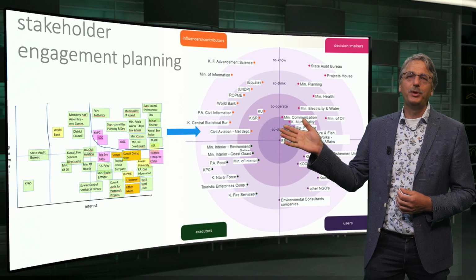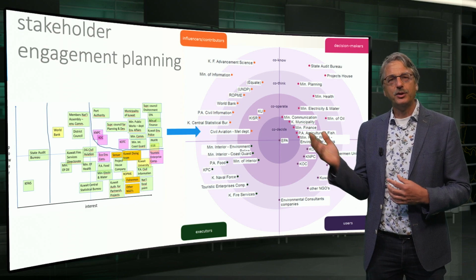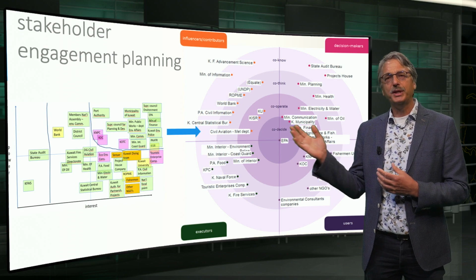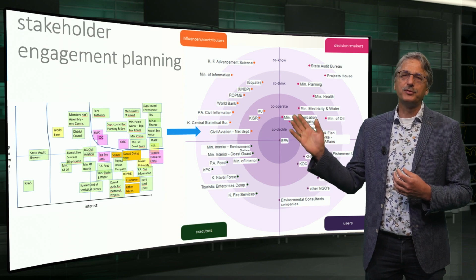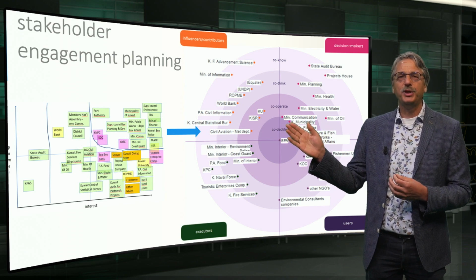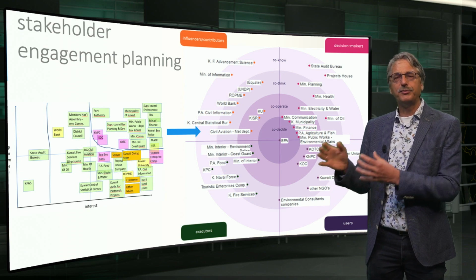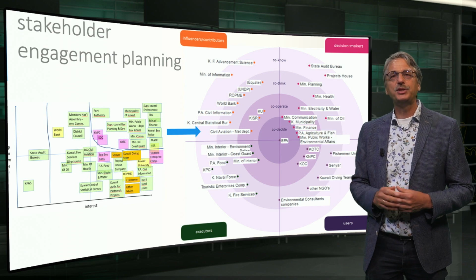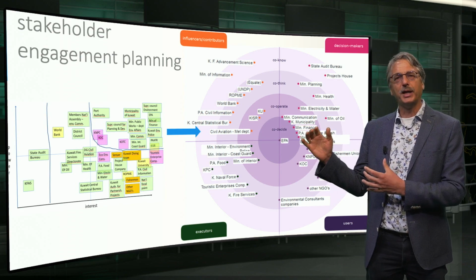This is a more complicated example from an integrated coastal zone management project in the Gulf area. At the left side, you can see the power interest grid, and you can see how we drew lines between different groups of stakeholders, and subsequently we identified different levels of engagement and appointed different stakeholders to the different levels. At the right-hand side, you see how the different stakeholder groups are placed in different rings in the bullseye.